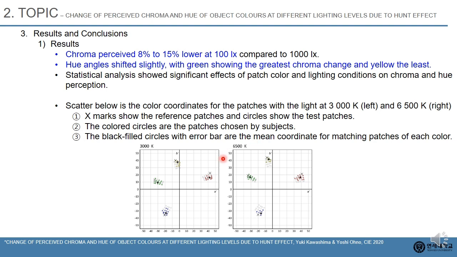Scattered below are color coordinates for the patches with the light at 3000K and 6500K. X marks show the reference patches and the circles show the test patches. The colored circles are the patches chosen by subjects. The black filled circles with error bars are the mean coordinates for matching patches.